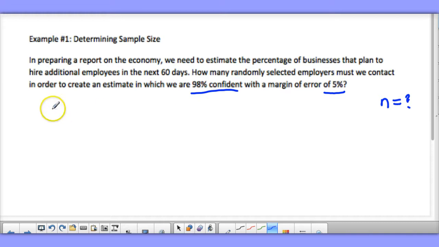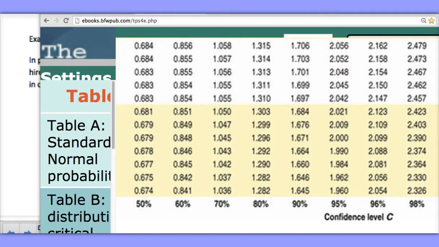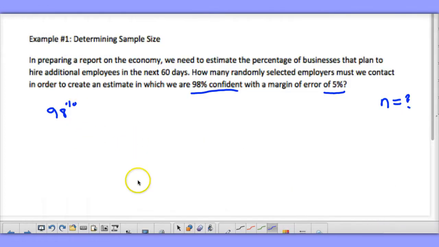So a 98% confidence interval, you'd want to look up the z-star value. And if you remember, I said that's on the table B. I'm going to pause this and get table B. So here we have table B, and we can see that our z-star value for a 98% confidence interval is 2.326. So let me write that down. Our z-star value is 2.326.